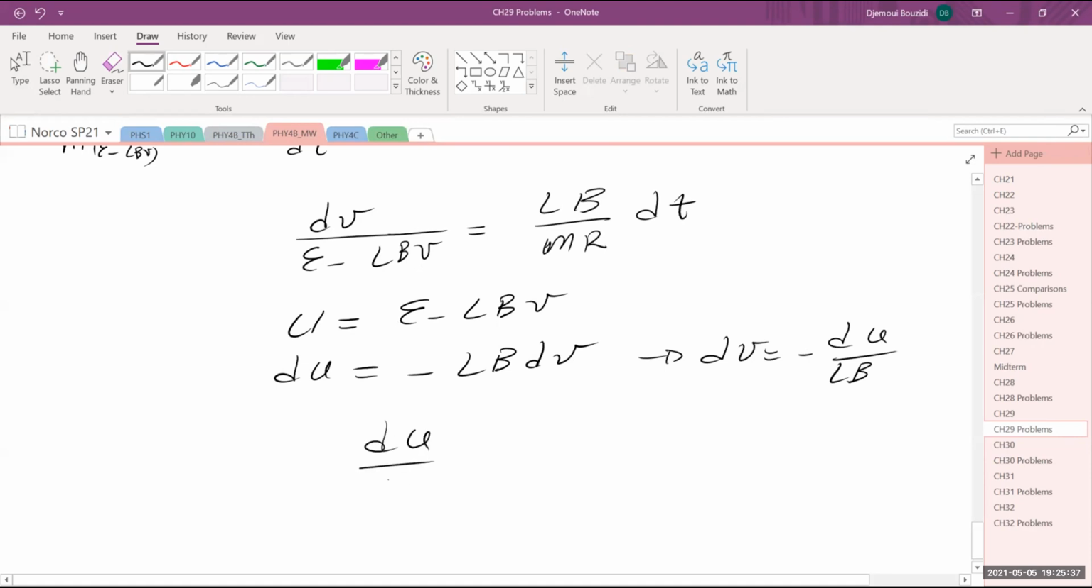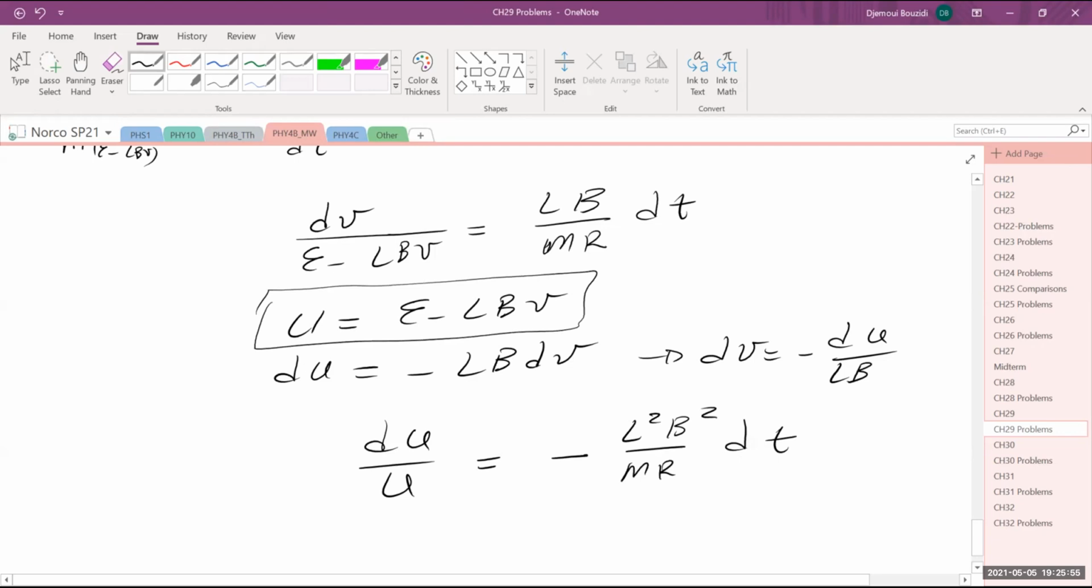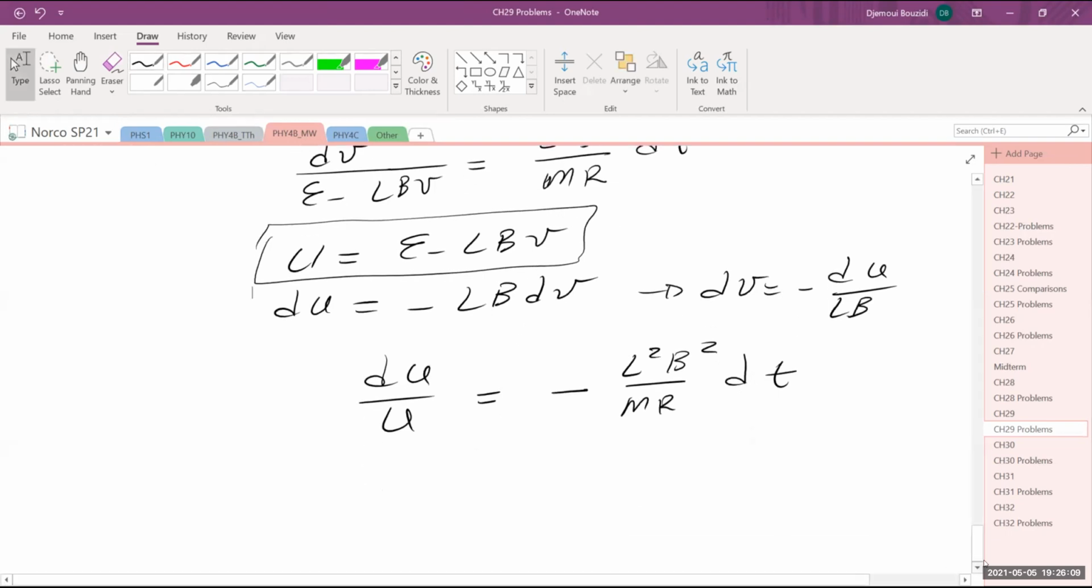So what I have in here is du over u equal to minus, because of this minus, and I have an LB in the denominator that I'm going to multiply by that one, so it's going to be L squared B squared over MR dt. So this is the change of variable that I'm doing in here. Because epsilon is constant, I'm changing to this new variable. I need to calculate dV, like you do in calculus, in terms of the new variable du, and that's how much it is. So plug in everything back, and this is the integral that I'm going to deal with.